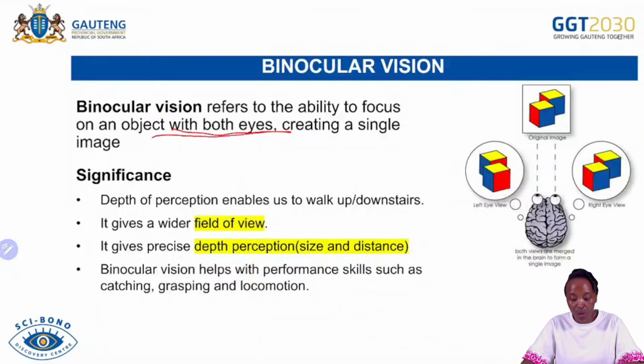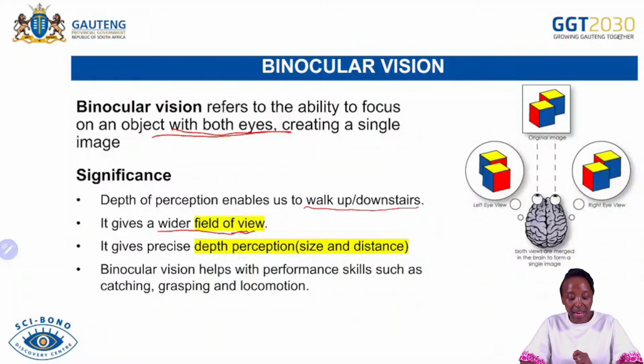So what is the importance or the significance of this binocular vision? You must know this, because what does it do? It provides depth perception, which enables us to walk up and down the stairs. So that balance when you walk, why you don't fall, it is because you're using both eyes to focus on an object. It also gives a wide field of view, so you are able to see wider, and it gives precise depth perception, as in the size and the distance of the object that you are looking at. It also helps with the performance of skills such as catching, grasping, and locomotion. So these are things that you can practice.